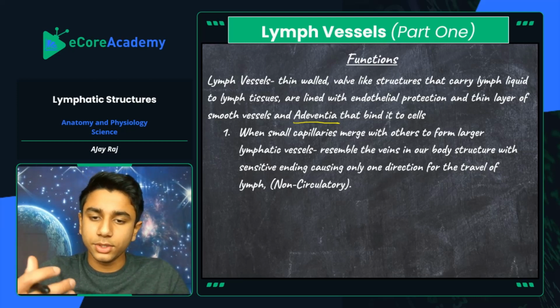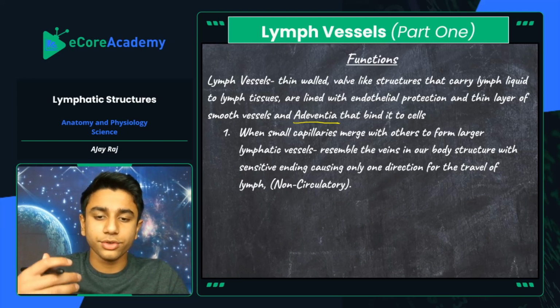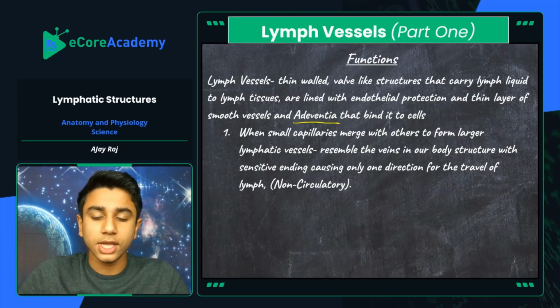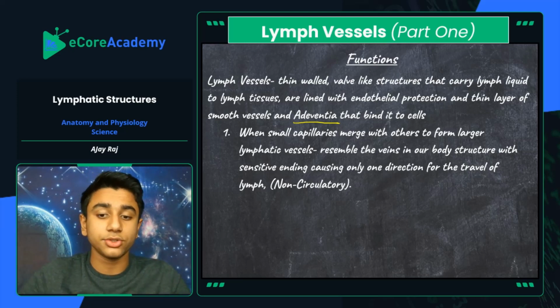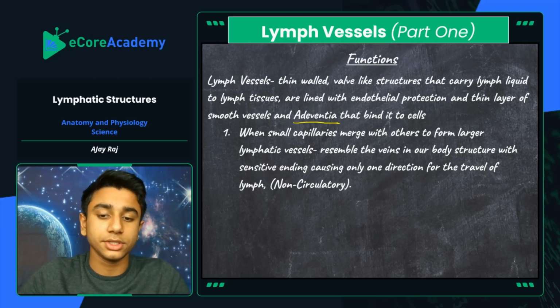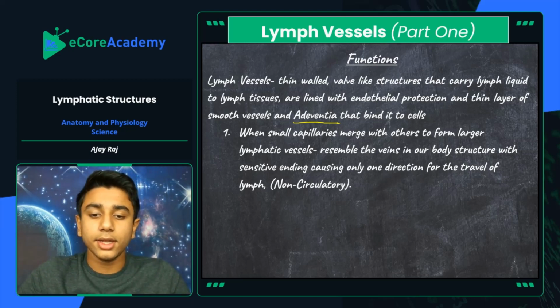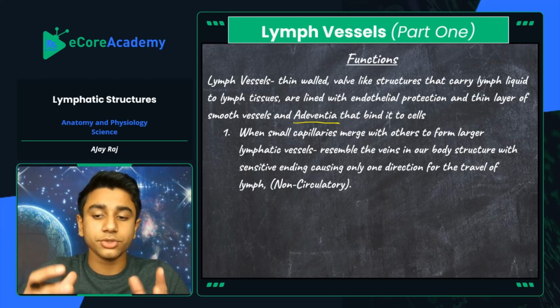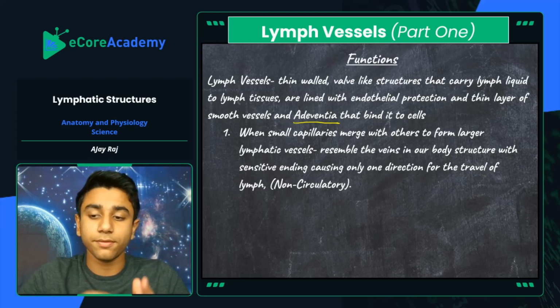And when small capillaries merge with others to form larger lymphatic vessels, they kind of resemble the veins in our body. Remember, it's what wraps around our arterioles and our venules to the bloodstream. So these are basically all across your bloodstream. The lymphatic system can be considered a subset of not only the immune system, but in this case, of the cardiovascular system. And it has a sensitive ending that causes only one direction for the travel of lymph.